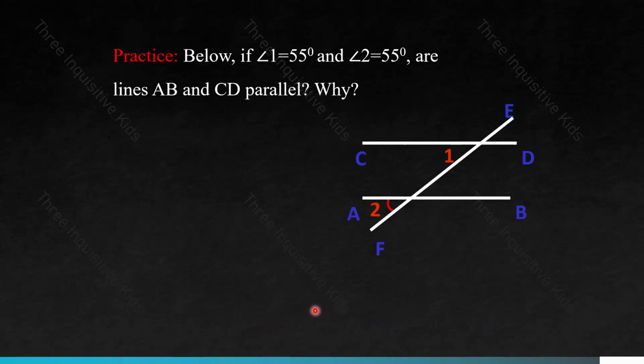Let's do some practice. Below, if angle 1 is equal to 55 degrees and angle 2 is equal to 55 degrees, are lines A, B, and CD parallel, and why? Pause the video and see if you can write down a proof. When two lines are parallel, corresponding angles are equal. Here, angles 1 and 2 are corresponding angles, and since they're both 55 degrees, we know that lines A, B, and CD are parallel.